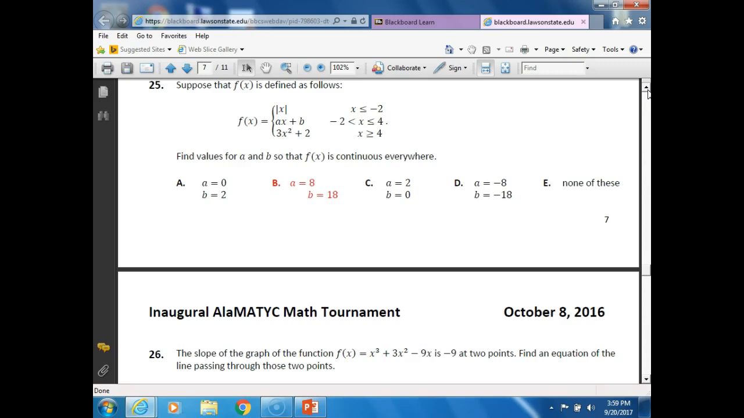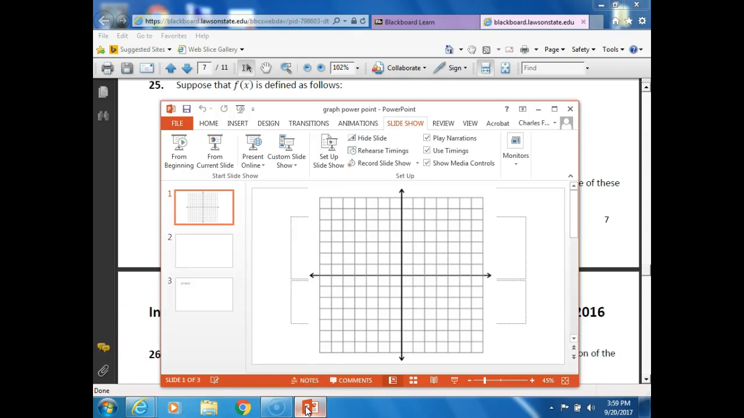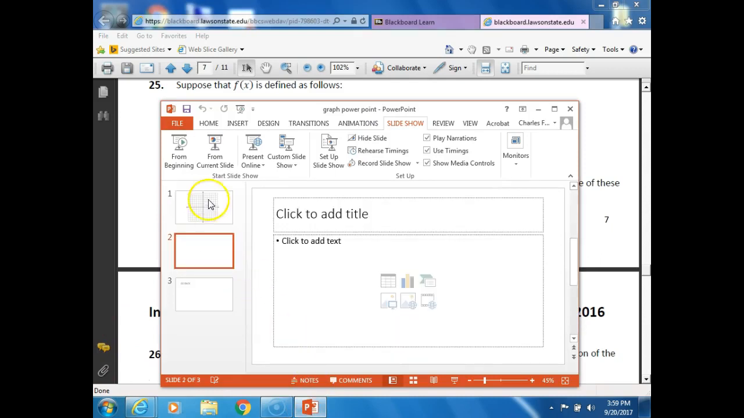Well, what in the world? I'm so sorry I can't get this to work right here. Okay, did you jot that down? Sorry about this. Okay, the function f of x equals x cubed plus 3x squared minus 9x. You got it. And you got the slope is minus 9 at 2 points. And what we're looking for is the equation of the line passing through those 2 points. Okay? So let's go back to our PowerPoint. Go from current slide.